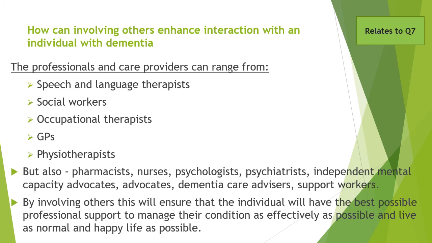So there's a wide range of professionals and care providers, including speech and language therapists, social workers, occupational therapists, GPs, physiotherapists. There's also pharmacists and nurses, psychologists, psychiatrists, independent mental capacity advocates, dementia care advisors, support workers. And by involving others, this will ensure that the individual will have the best possible professional support to manage their condition as effectively as possible and live a life as happy as possible.